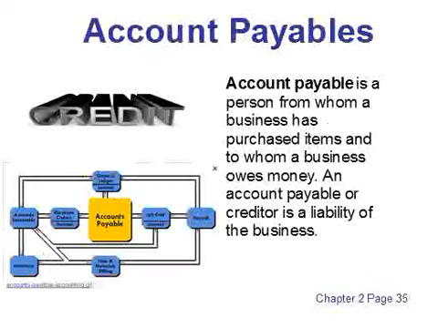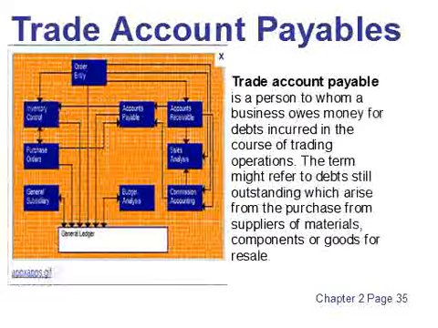Account payable. Account payable is a person from whom a business has purchased items and to whom a business owes money. An account payable or creditor is a liability of the business. Trade account payable. Trade account payable is a person to whom a business owes money for debts incurred in the course of trading operations. The term might refer to debts still outstanding which arise from the purchase from suppliers of materials, components or goods for resale.